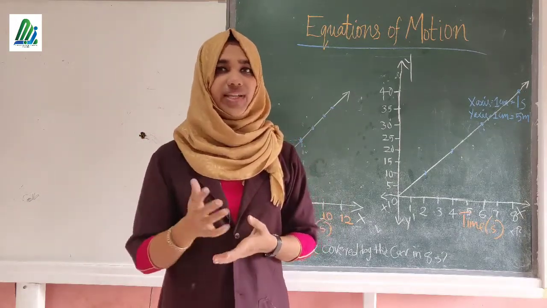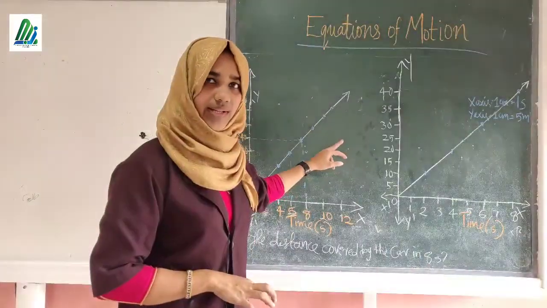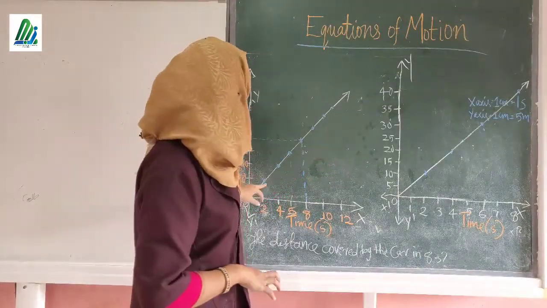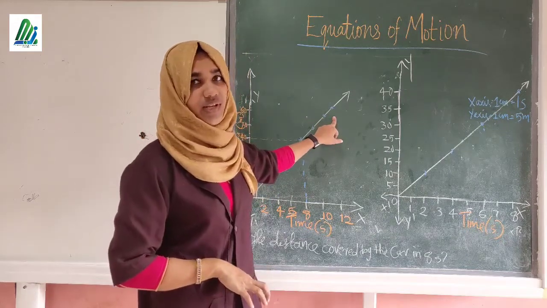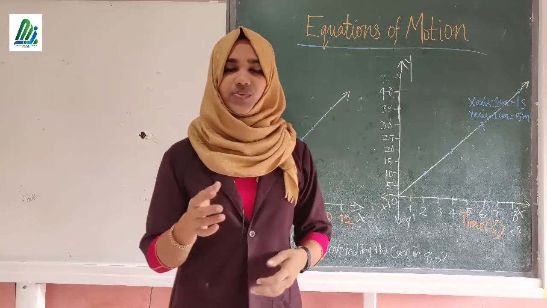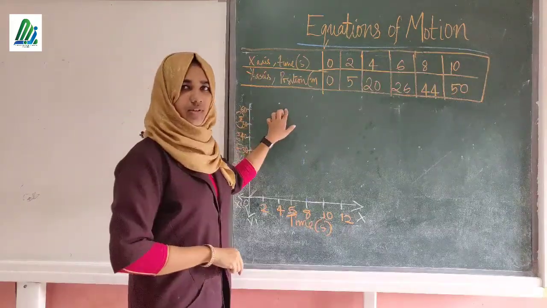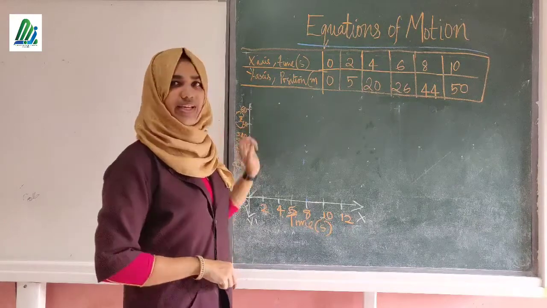Okay, next we draw another graph. These two graphs are uniform straight lines. We got a straight line graph, so these two graphs show straight line motion. Next we can draw another graph, using this table.